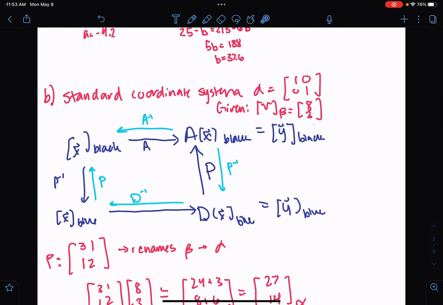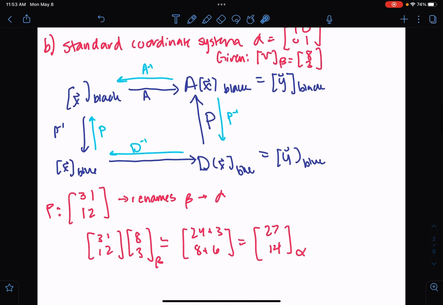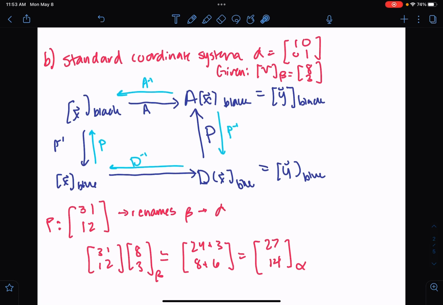So we're given the new basis, we also know that the standard coordinate system is going to be 1, 0, 0, 1, and we're given this new vector in the beta basis, 8, 3, and we're trying to rename it to alpha basis. And we're given the basis for the beta basis, which, if we look at this diagram right here, represents the P transformation. So P renames the beta basis into the alpha basis.